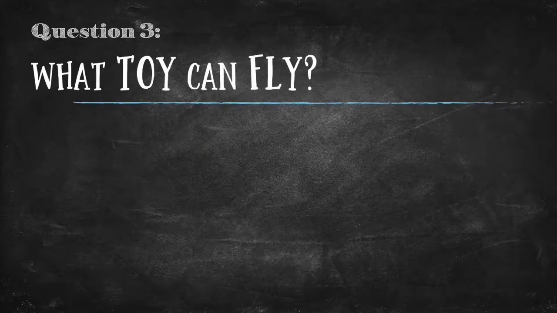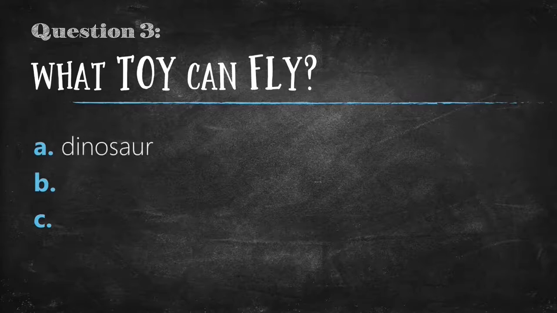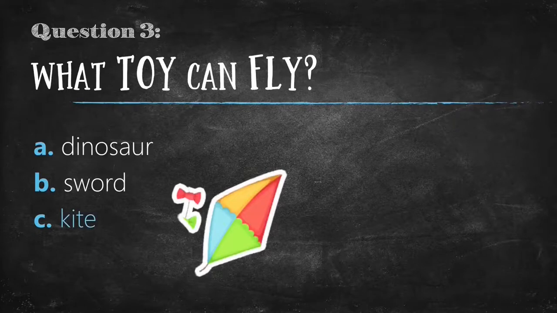Question 3. What toy can fly? A. Dinosaur. B. Sword. Or C. Kite. The answer is C. Kite. The kite can fly.